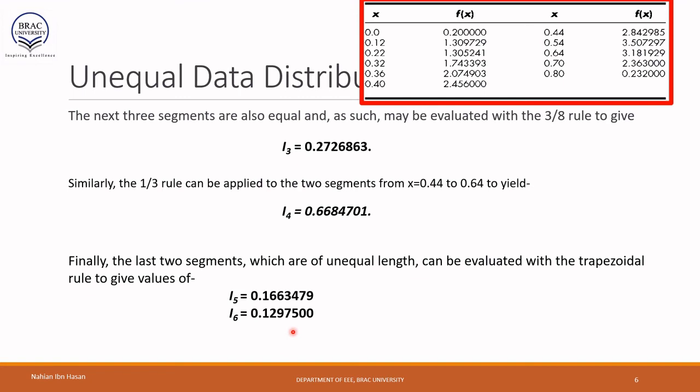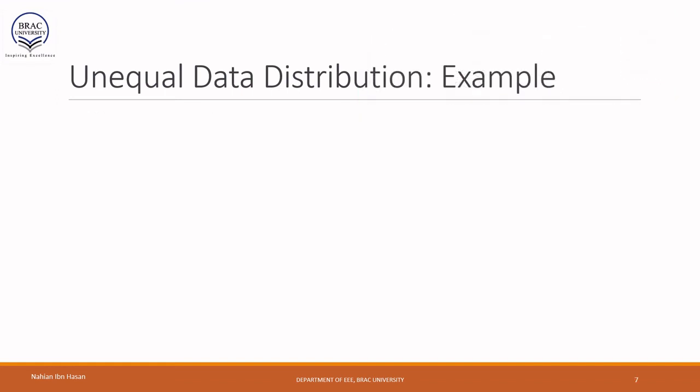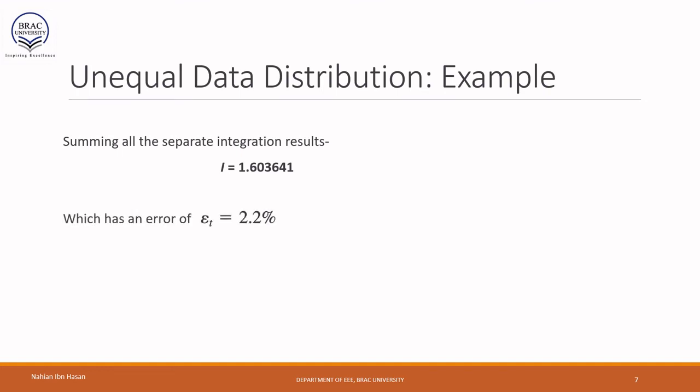So we have just got all the results from all of the segments. We have some results with Simpson's 1/3 rule and some with Simpson's 3/8 rule wherever we have equally distributed data points, and wherever we do not have equally distributed data points, we use the trapezoidal rule. As a result, we sum over all of these individual areas and get a result of 1.603641, but with this result we have an error of 2.2%.